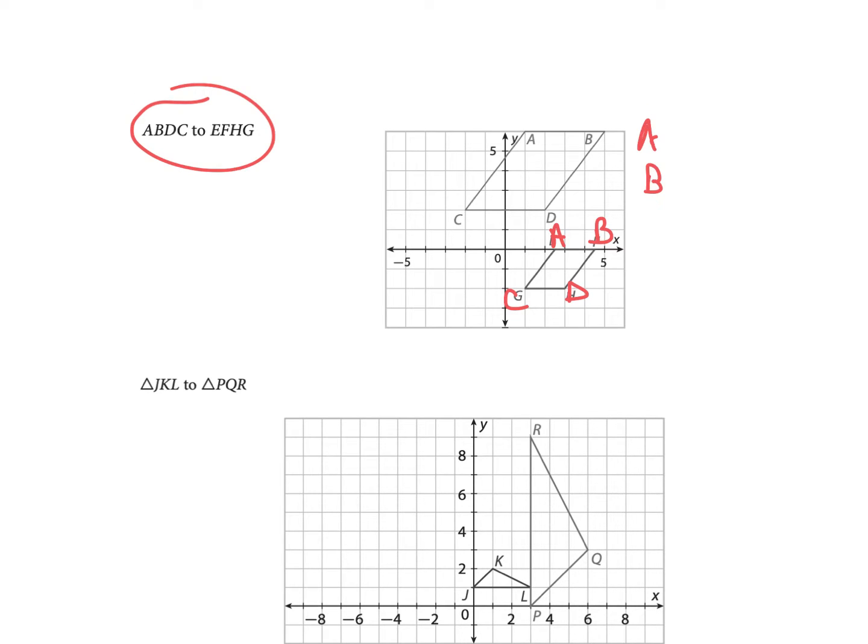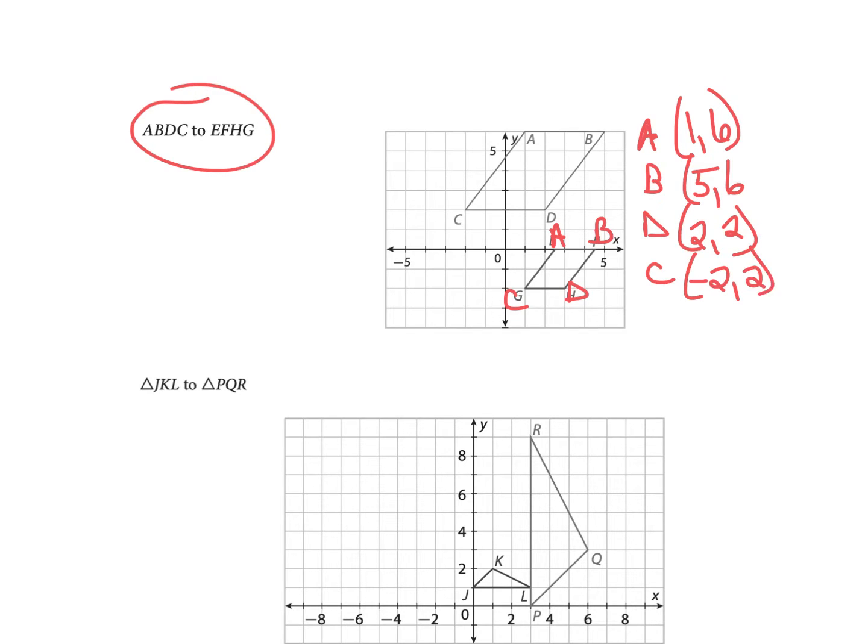And I'm going to write down my points. A, B, D, C. A is at 1, 6. B is at 5, 6. D is at 2, 2. And C is at -2, 2.